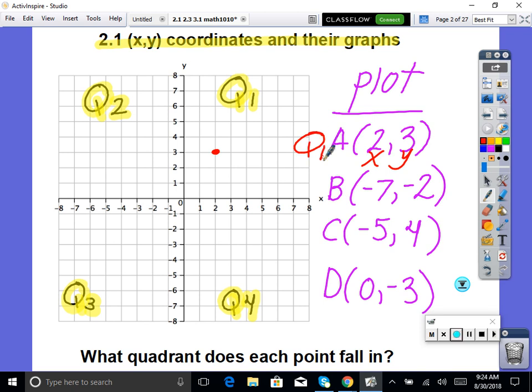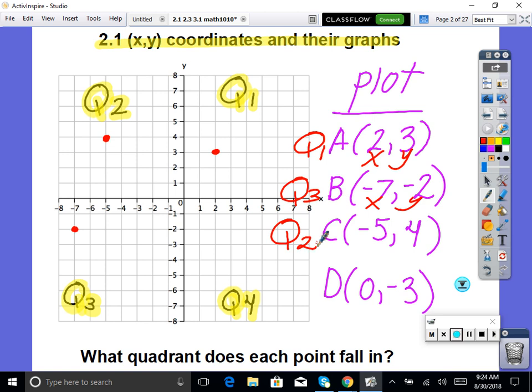Quadrant 1. So we're plotting this X, Y point. So I'd go -7 down 2 units. True? So that would be in quadrant... Okay, good. And then right here, over -5 up 4 units. It's hard to see. And that would be in quadrant 2.